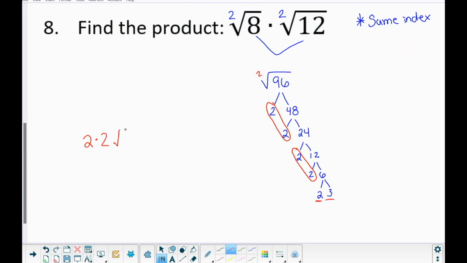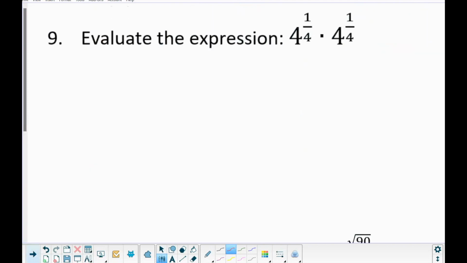Since those are both by themselves, I'm going to put them in the root. And I'm going to multiply them as well. 2 times 2 is 4. 2 times 3 is 6. So that means my final answer is 4 square root of 6. Pretty easy. All right. Number 9.